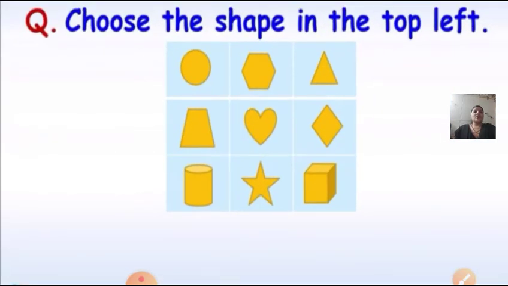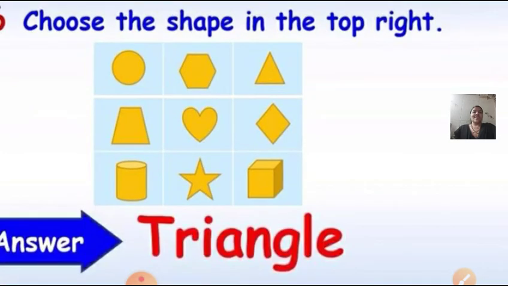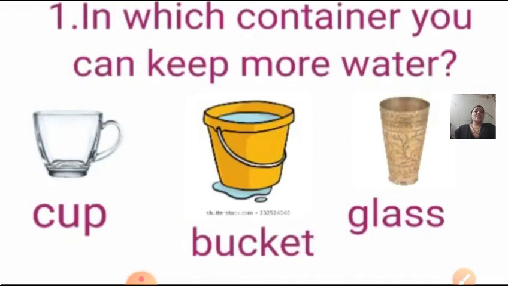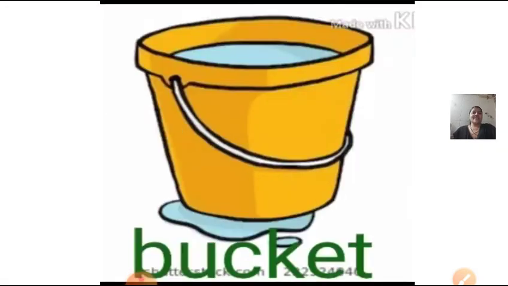Now see the another question. Choose the shape in the top left. If you see the top of the square, to the left hand side, which shape can you see? Yes, we can see triangle. Choose the shape in the top right. To the right hand side, we can see a triangle. Now children, in which container you can keep more water? Cup, bucket or glass? Come on, think and give me the answer. Yes, of course, the answer is bucket.